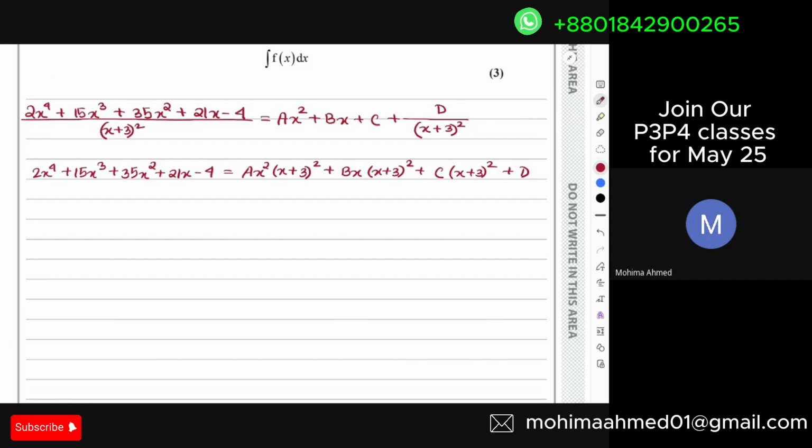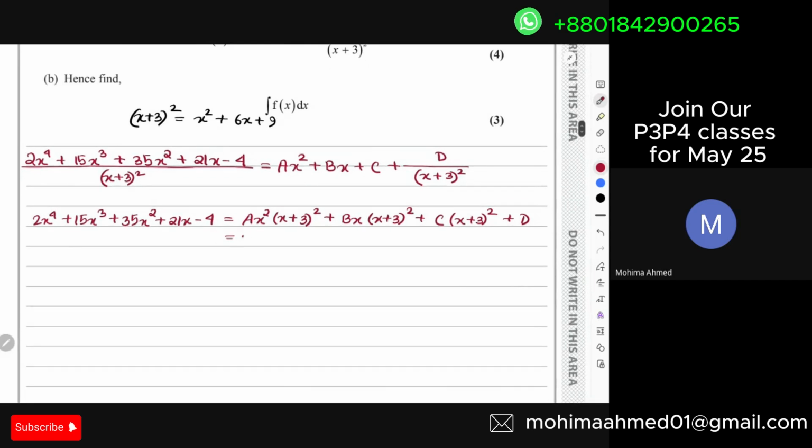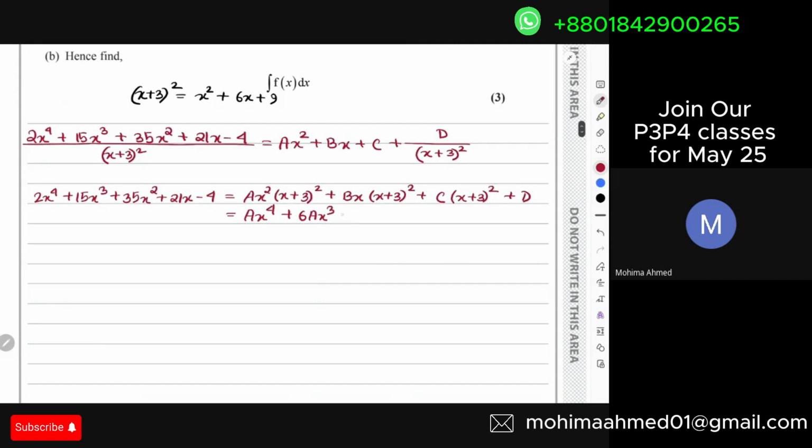x plus 3 whole square is actually x square plus how much? 6x plus 9, right? So I'll just write this down over here that x plus 3 whole square is actually x square plus 6x plus 9. So if I'm going to insert the equation ax square, this is actually x square plus 6x plus 9. So it will be ax power 4. Then ax square with 6x is going to be 6ax power 3, square and power 1 gives 3. And then again 9ax square.